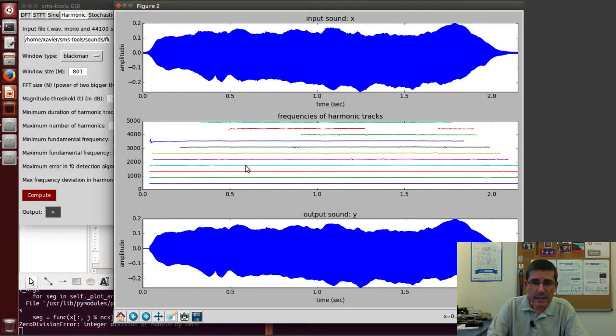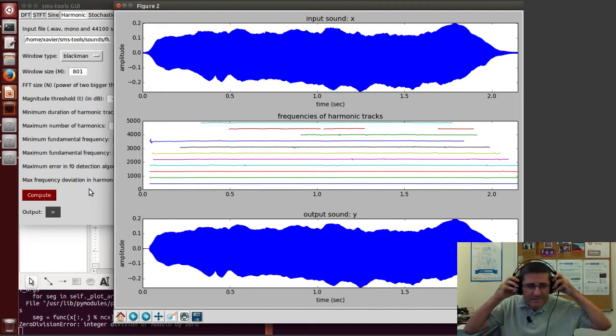Clearly we got quite a few harmonics, and some here that appear and disappear. Of course, we have to realize that here we are just plotting the first 5,000 hertz. If we want to see what's going on in the higher frequencies, we should display it a little bit differently. Okay, so let's just listen to the result.